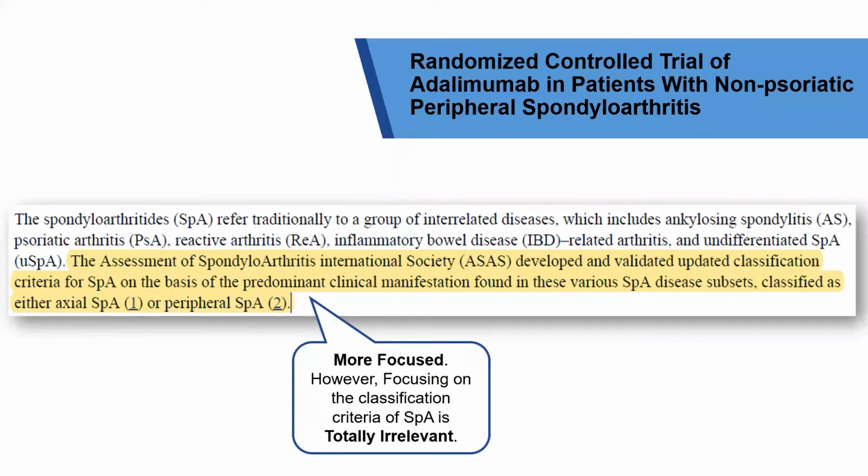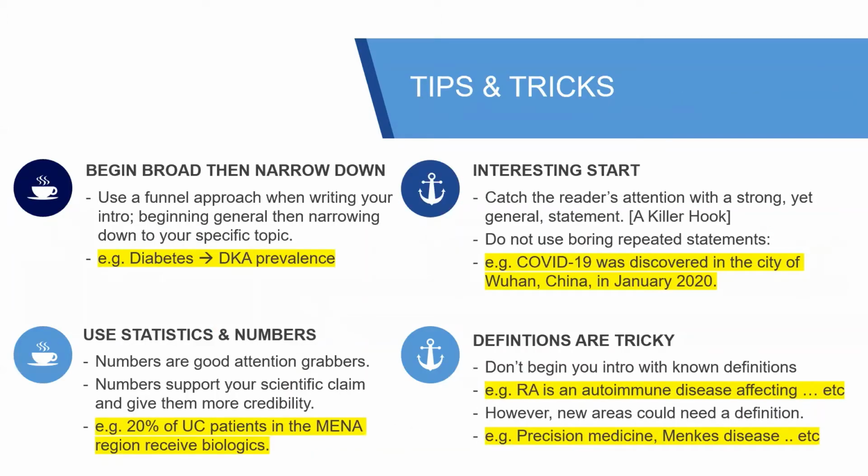However, focusing on the classification criteria of SPA is totally irrelevant to our title, which is, again, a randomized controlled trial, an RCT, on Adalimumab in patients with non-psoriatic peripheral spondyloarthritis. So you can see that it's quite irrelevant to the topic. And if you read the rest of the introduction as well, it's also quite irrelevant, and they took much time to reach the goal that they want to reach in the introduction. So, regarding the first part of the introduction, there are some tips and tricks.